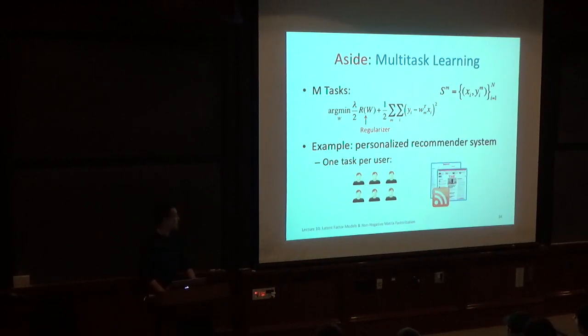Common examples of this are personalized recommender systems. You have items with some features, X. We have different users with different preferences. Which item do I like? And so on and so forth.